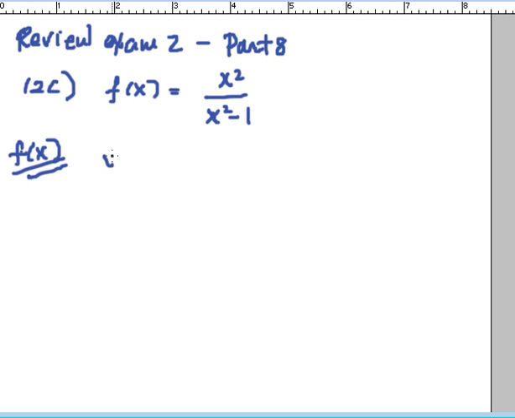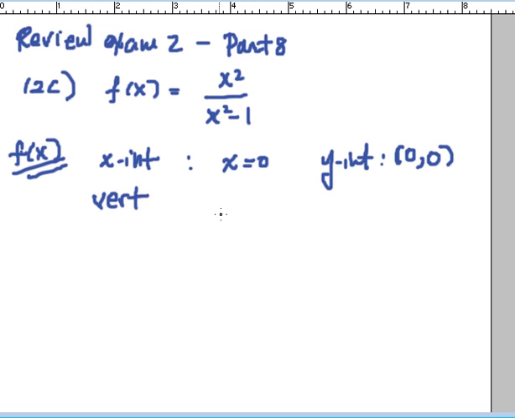So first we'll look at x-intercepts. Well, that occurs when the numerator is 0, so the numerator is 0 at x equals 0. And that will also be the y-intercept. So (0, 0) is the x-intercept and the y-intercept. We also, in this case, have some vertical asymptotes because of that denominator. And that occurs when the denominator is 0, and that will be x equal plus or minus 1.